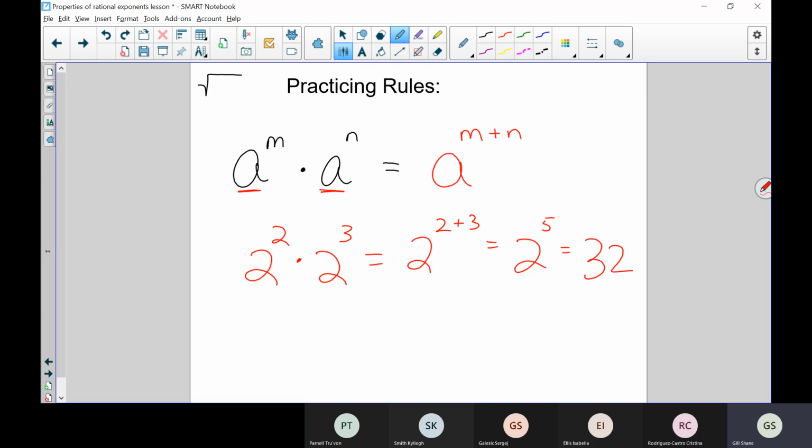So I could also say, well, wait a minute, this 2 squared, this first term right here, I could rewrite that, because 2 squared is just 2 times 2. Well, then I'm just multiplying that. I'm just bringing down this multiplication symbol right here. Times, and then 2 cubed is just 2 times 2 times 2, 3 times.